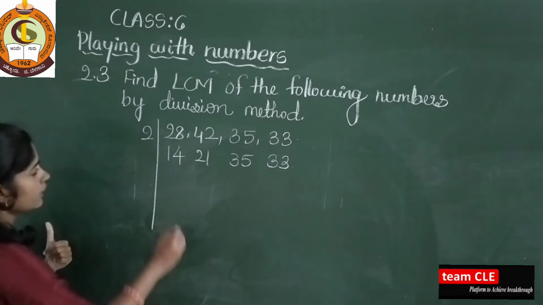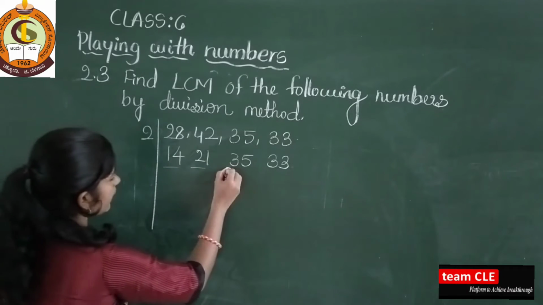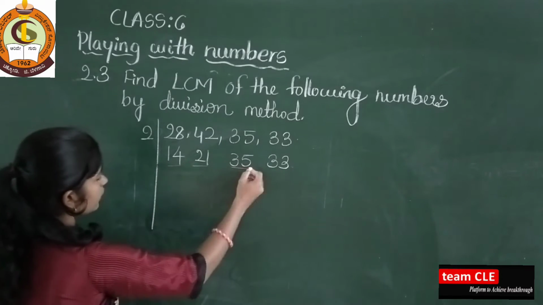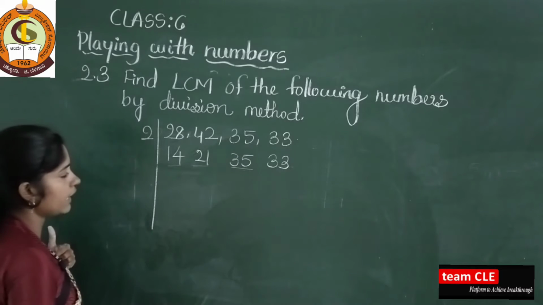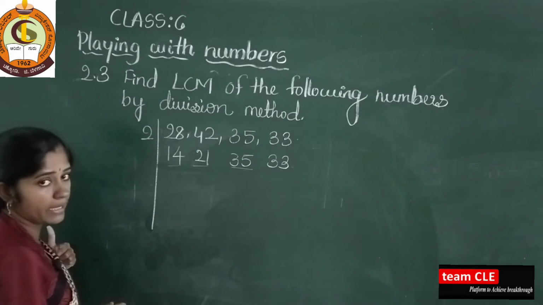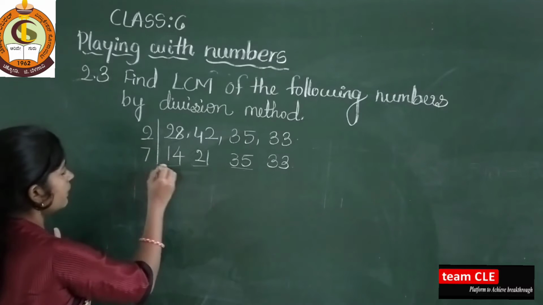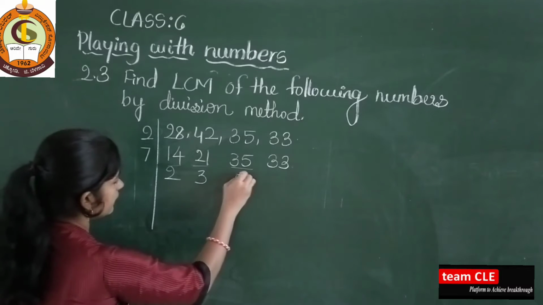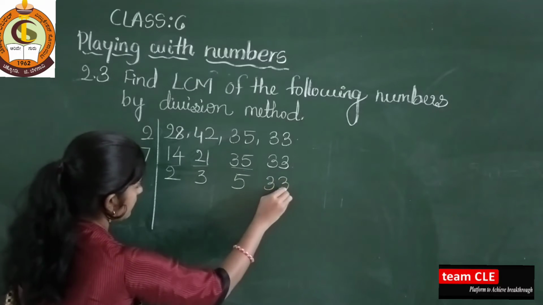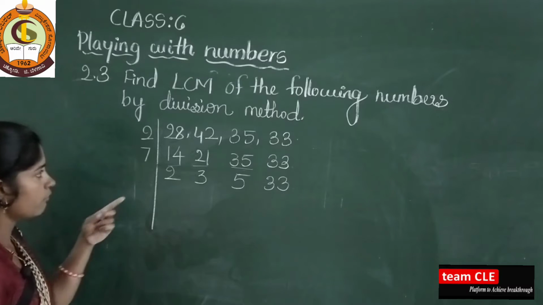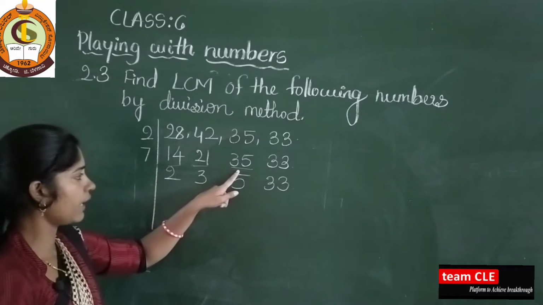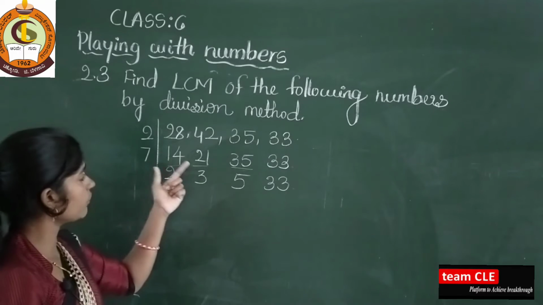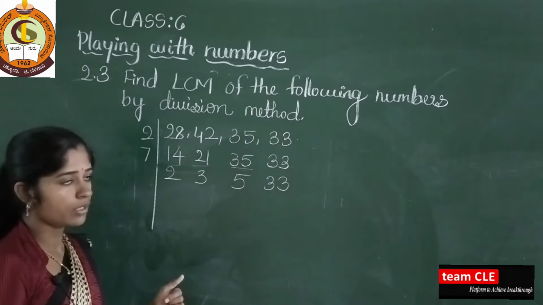Next, here 14 is there, 21 is there, 35 is there and 33 is there. But these three numbers are multiples of 7. So I can divide these three numbers by 7. Take 7 here: 7 2s are 14, 7 3s are 21, 7 5s are 35, and this 33 as it is. I hope you are getting my point. Why did I take 7 as a divisor for 14, 21, 35? Because 14, 21, 35 are the multiples of 7.